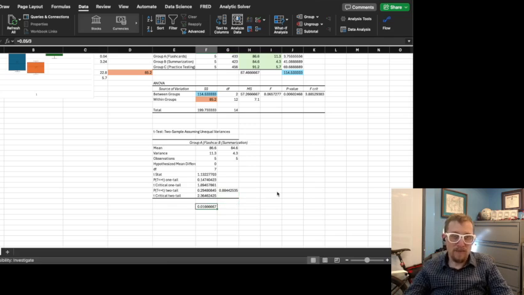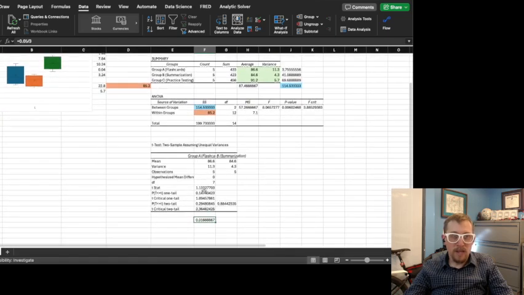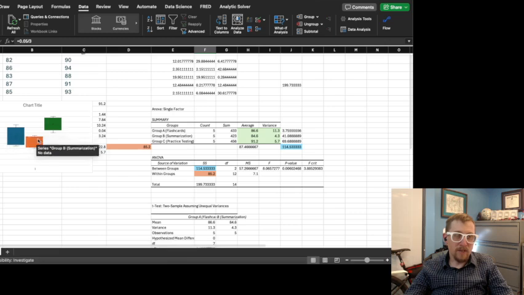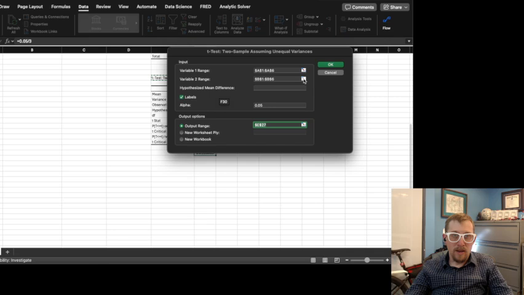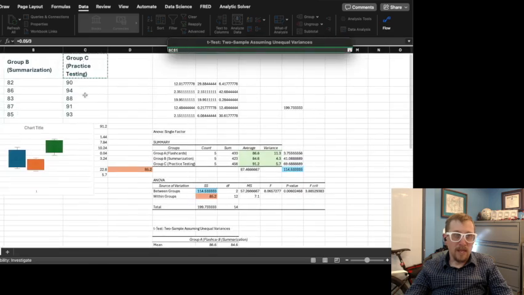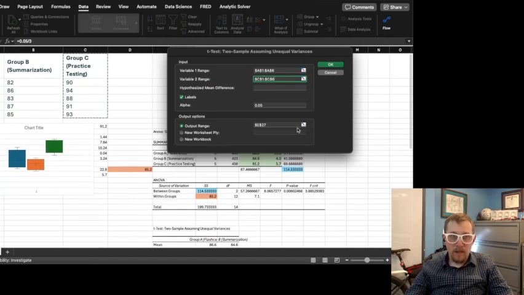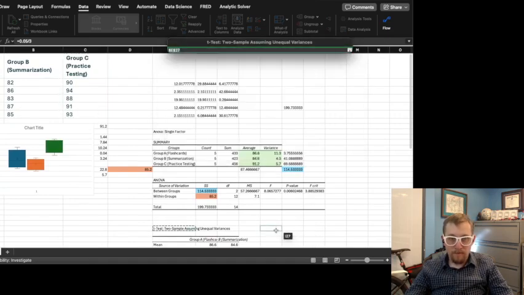Functionally, they're the same. Either way, it's pretty clear that there's no significant difference, that we fail to reject the null, and that there's no difference between group A and group B. We'll do this again. Same test, now between group A and group C, and I'm going to output that one right next to it.